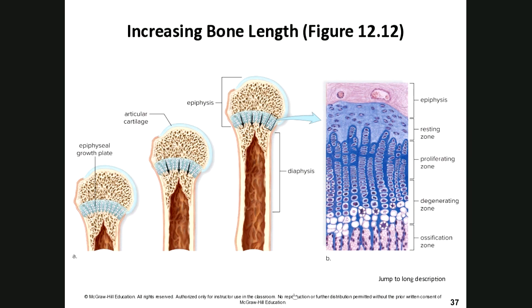This epiphyseal growth plate, which you're probably familiar with, has different zones to it. This end here is the epiphysis. This is the resting zone, where the cells aren't really doing a whole lot. At the proliferating zone, we have the proliferation of cartilage to make more of this growth plate. Then we have the degenerating zone, where it starts to be broken down. And then this is where bone has replaced that cartilage.